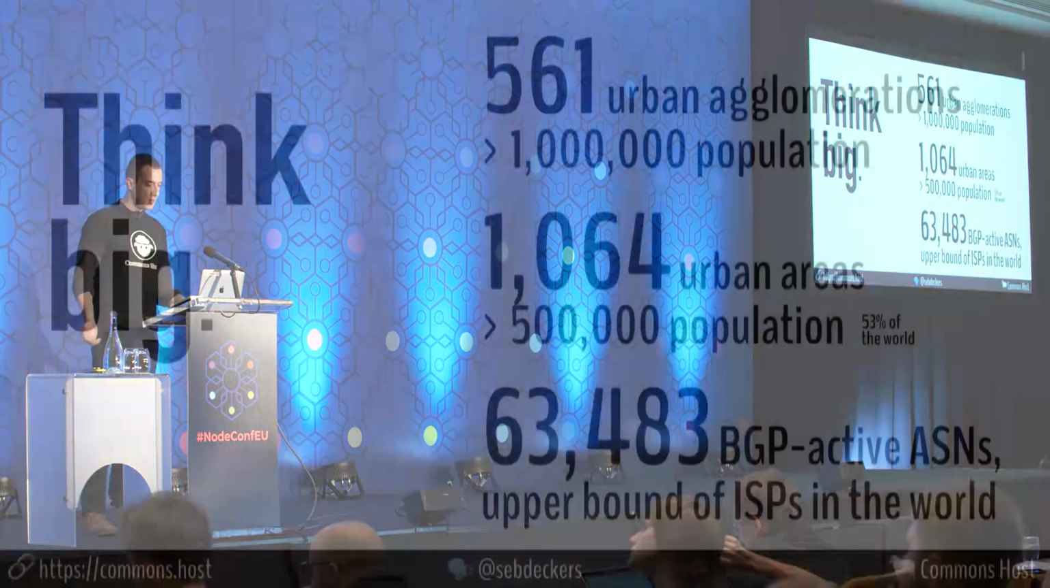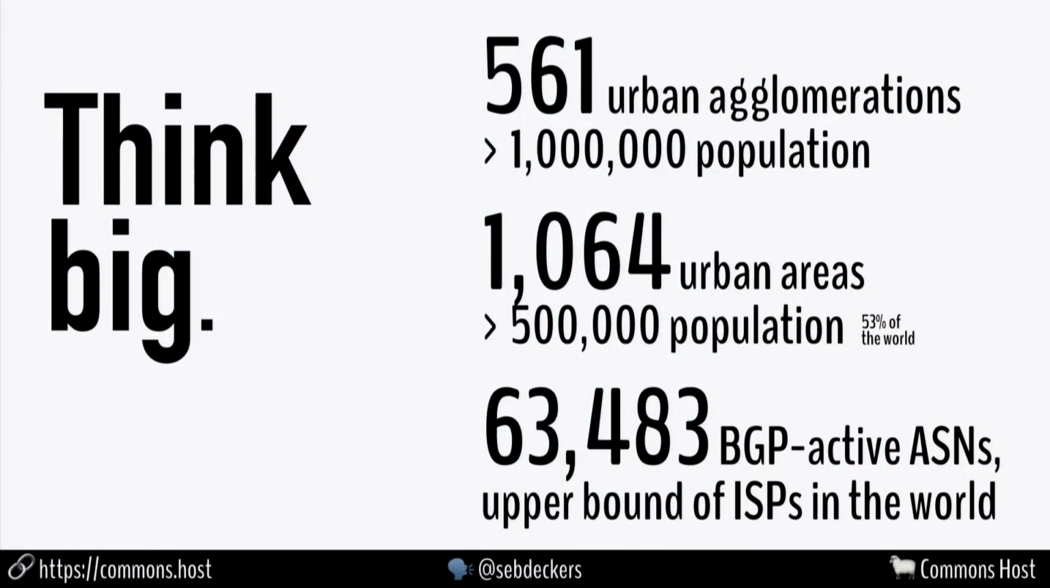So if you look at how many we would actually need to do this, there's like 500-ish cities or urban agglomerations or urban areas around the world with over 1 million people. There's over 1,000 with over 500,000 people. The majority of the world lives in cities of over 500,000 people. The majority of those is in Asia, et cetera, et cetera. You see where I'm going.